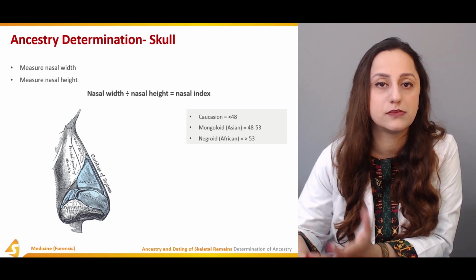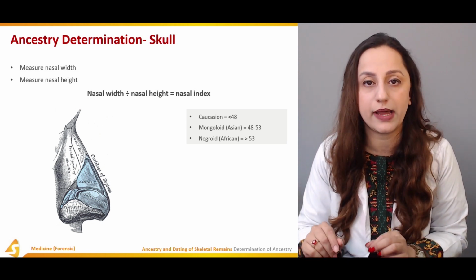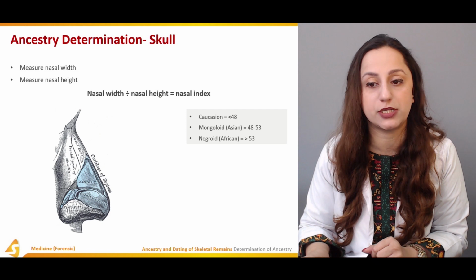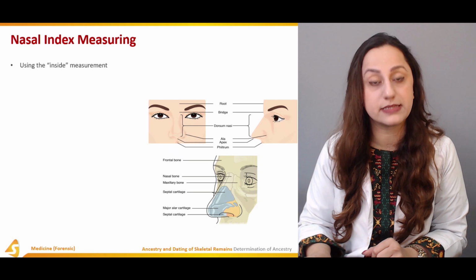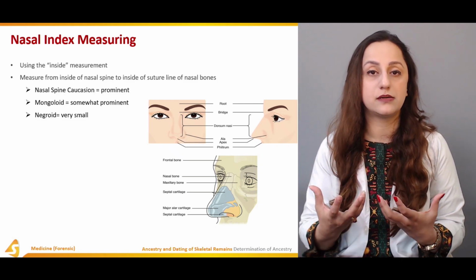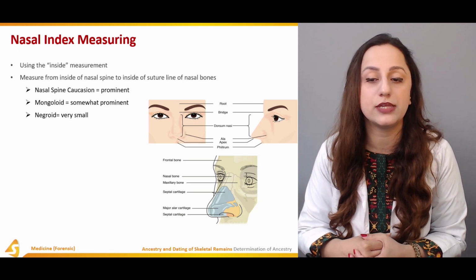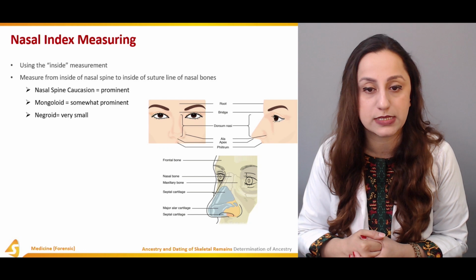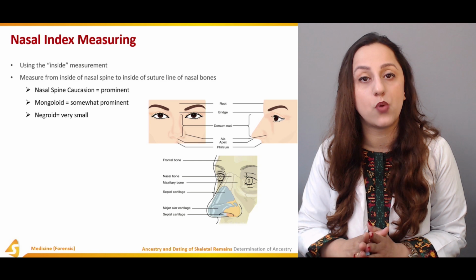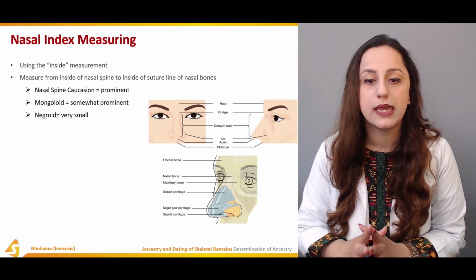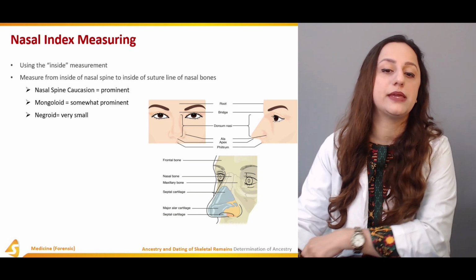So this is quite of an importance. If we have got a whole skull and we have all these indices on our hand, we can easily get to the ancestral determination. Now the nasal index measurement uses the inside measurement, from the inside of the nasal spine to the inside of the suture line of the nasal bones. The nasal spine in the Caucasians is more prominent, in the Mongoloids it is somewhat prominent, and in the Negroids it's not prominent at all. We are talking about the nasal spine over here.